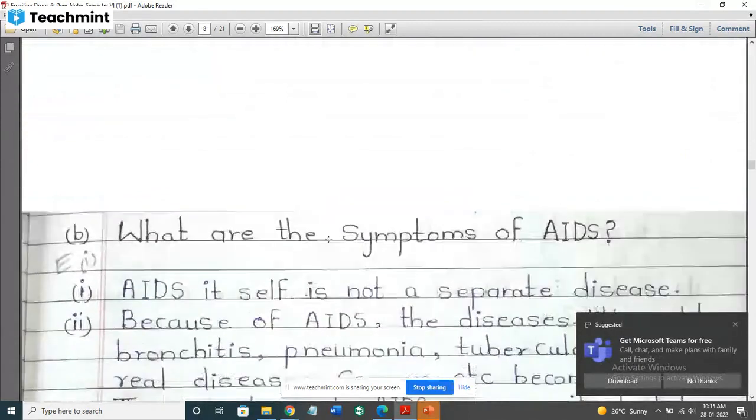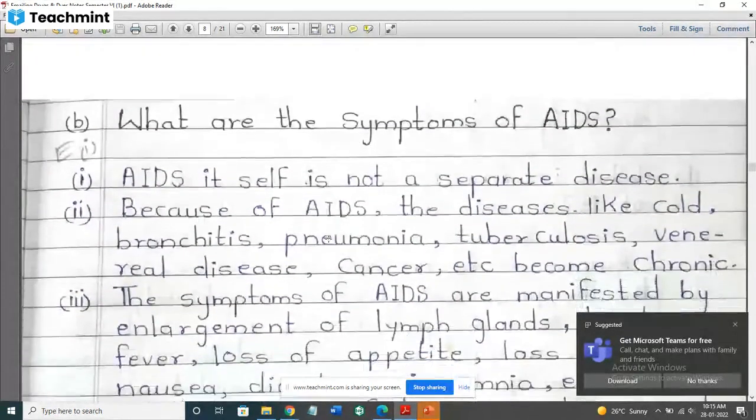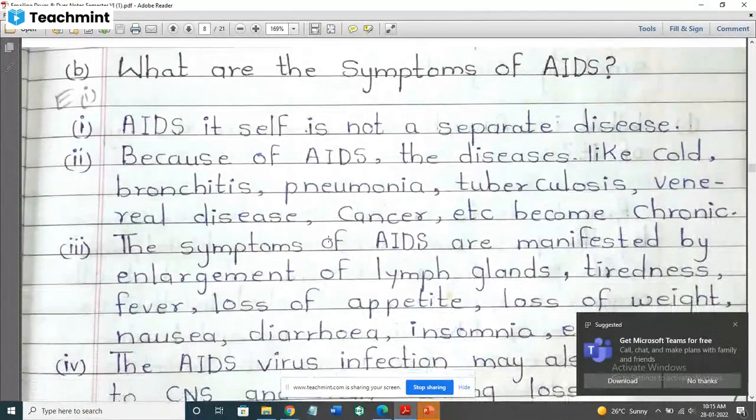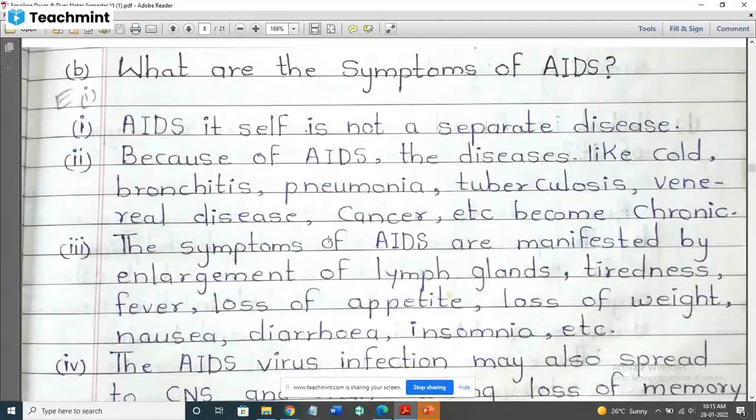Next, what are the symptoms of AIDS? The long form of AIDS is acquired immunodeficiency syndrome. AIDS itself is not a separate disease. It is associated with a group of a number of diseases. In this case, what happens? Generally, in AIDS conditions, the body's immunity goes down.